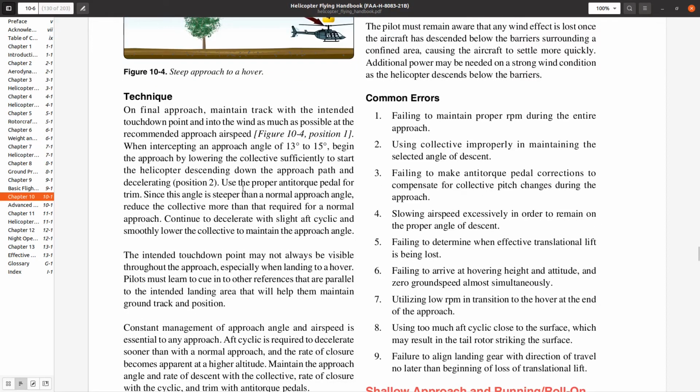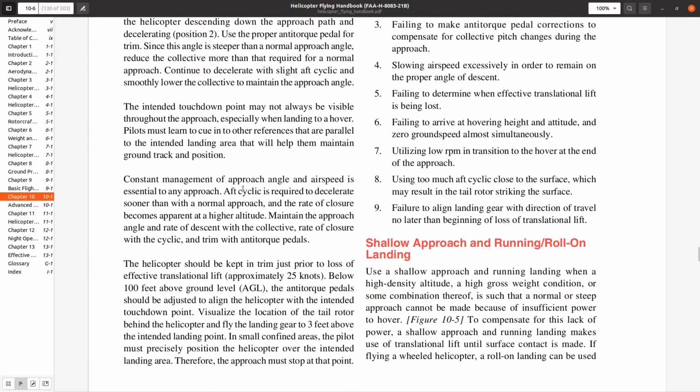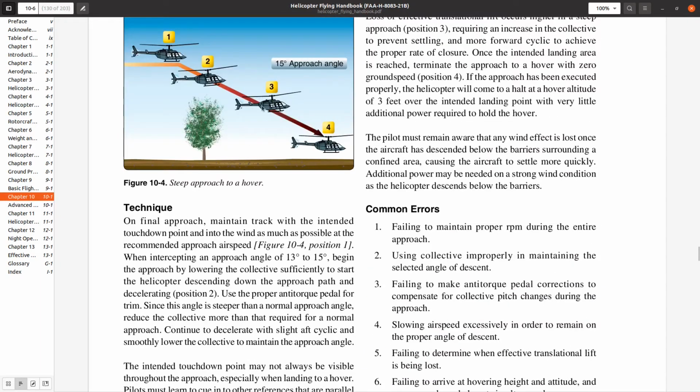Now, eventually we're going to get to point three. All right, so what's going on at point number three here? We're starting to get closer to the ground and we're on the backside of that power curve. So as we go slower and slower, we're going to have to add power, because again, we want to avoid settling with power. So we're pulling back, upping the collective, and we're just creeping in.